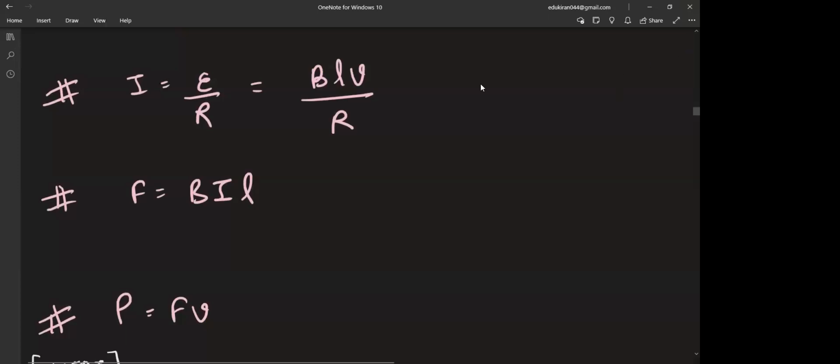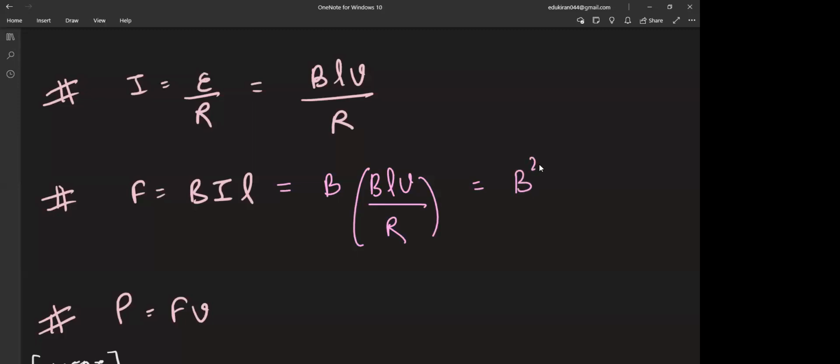If we have EMF as BLV, current is voltage divided by resistance, so this becomes BLV divided by R, right? Similarly, remember we did force on a current carrying conductor, BIL. Putting the value of current, I is BLV by R, so this becomes B square L square V divided by R. R is your resistance.